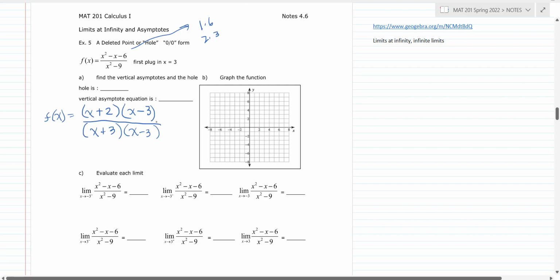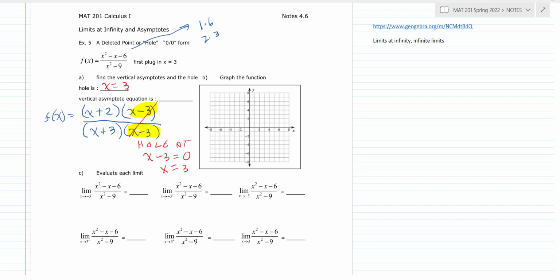So what do you have then? This one cancels out, so you have a hole at x minus 3 equals 0, or at x equals 3. Just write the answer to your hole: that's at x equals 3. You don't want to put a point there because you're undefined there. When x is equal to 3, you have a hole in the graph.